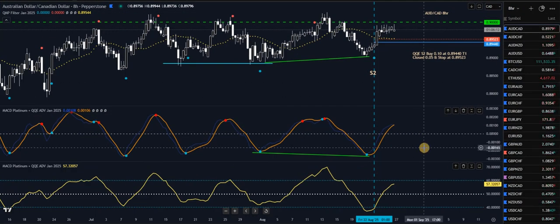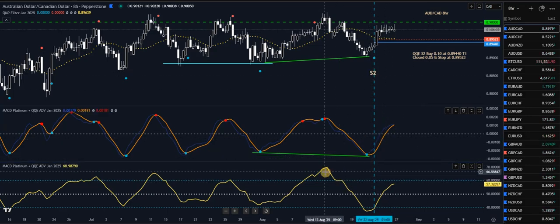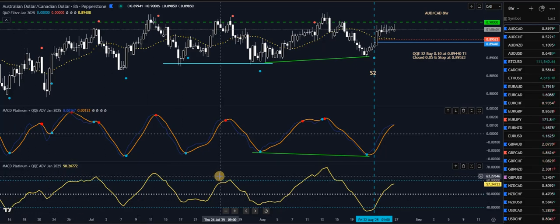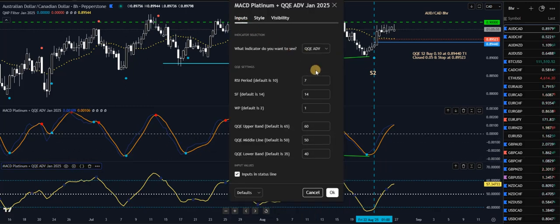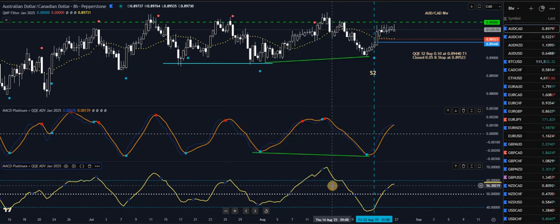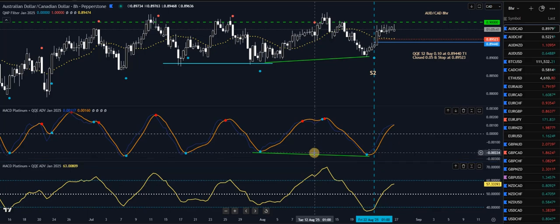Most of my trading is based on the QQE Adv, which is the bottom indicator here. The settings, we've gone through this before, might as well quickly go through it. So 7, 14, 1, that's for the QQE. Now there's three lines. The middle line's like the center line, that's a 50 level, so that's your medium, just like the 0 line on the MACD Platinum. Then we've got the 60 level, which is overbought, and the 40 level, which is oversold.